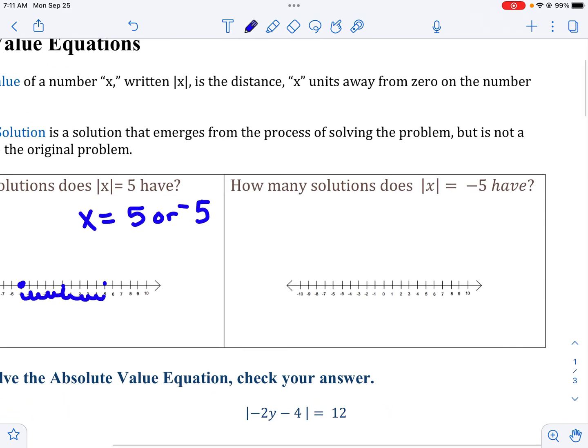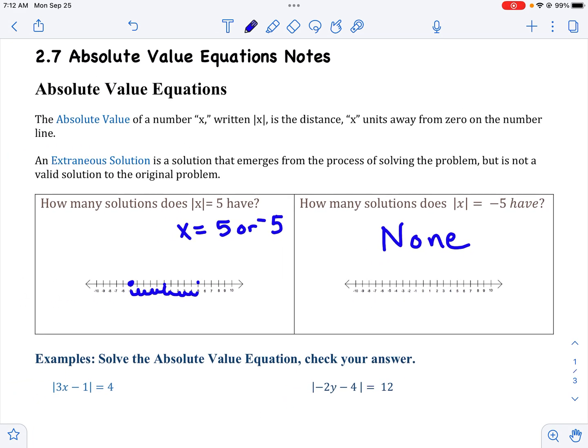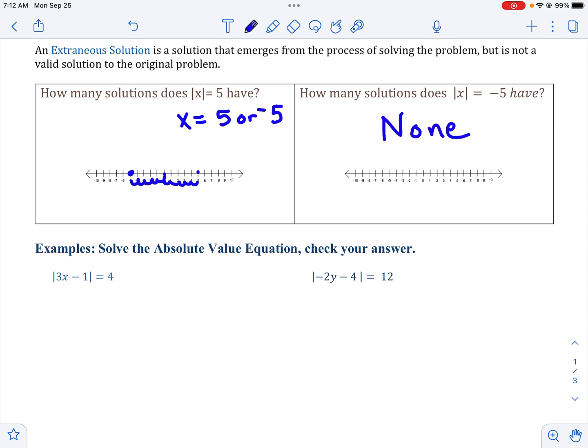So how many solutions does the absolute value equaling negative 5 have? Well, the answer is it has none. The absolute value of something cannot be a negative number. It is the distance from 0, and you cannot be negative 5 spaces from 0. Negative is a direction, and you can't actually be in the hole on the number line. So let's talk about what that means for solving problems.